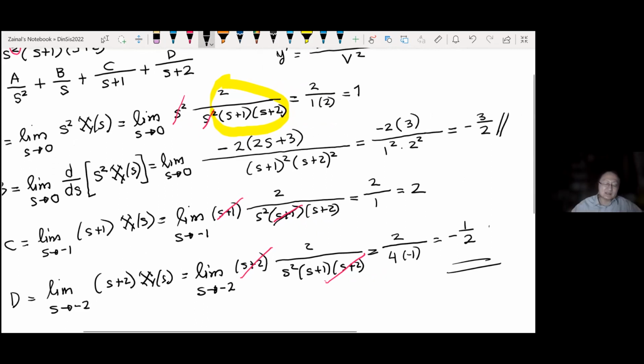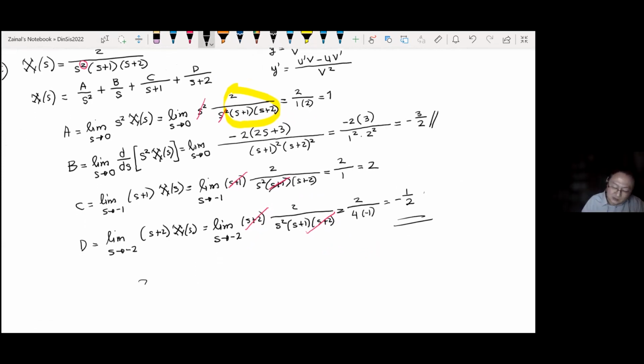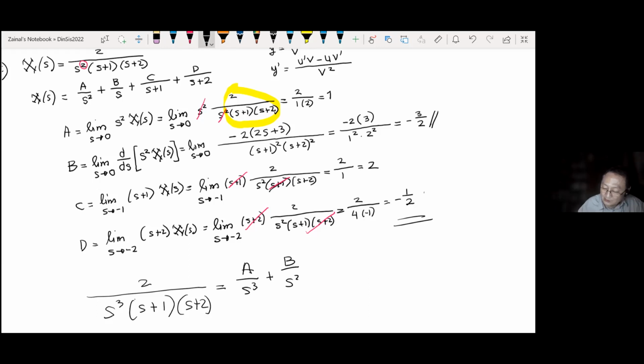Okay, that one is how you obtain ABC. If you have something like this one, 2 divided by s power 3, s plus 1, s plus 2, remember, this one becomes a divided by s power 3 plus b divided by s power 2, plus c divided by s plus d divided by s plus 1 plus e divided by s plus 2.